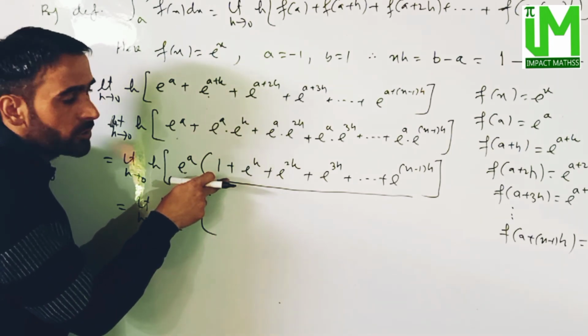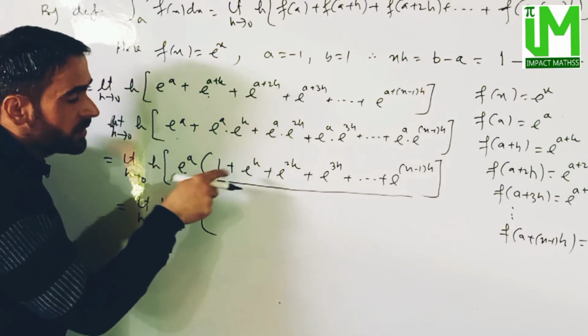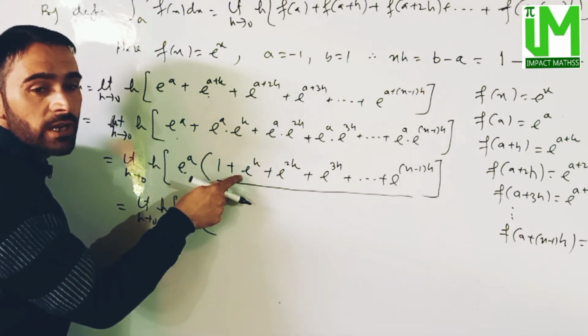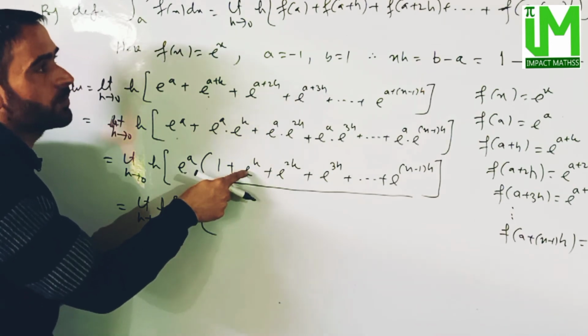ठीक है. Geometric progression with common ratio. कुछ ऐसा, common difference यहाँ पे common ratio. Common ratio का बराबर है e raised to power h. Common ratio है e raised to power h.